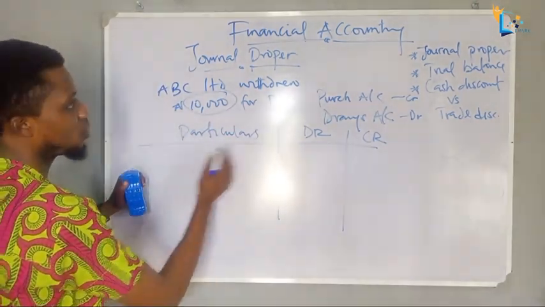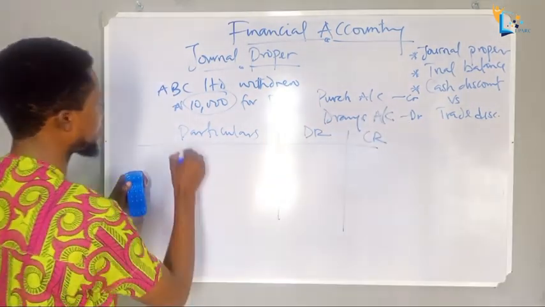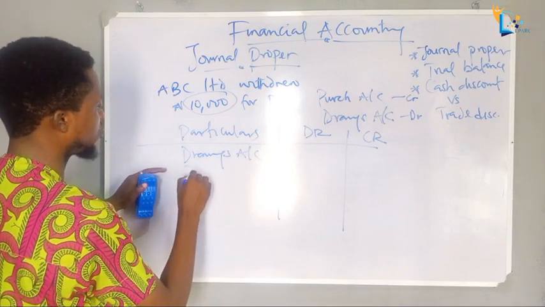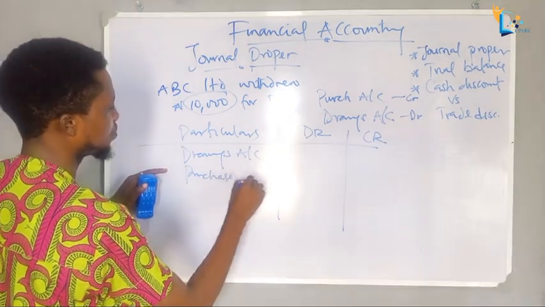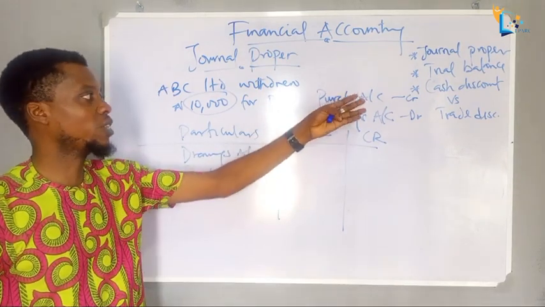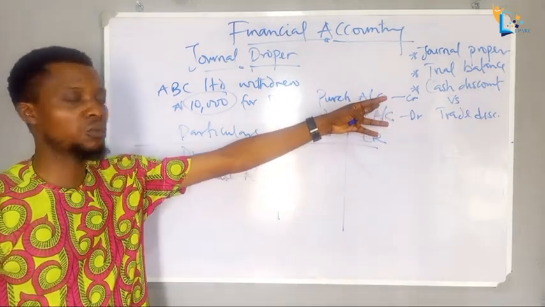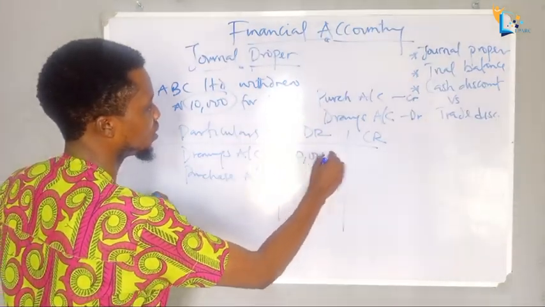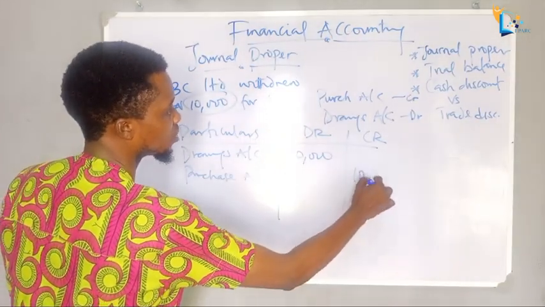So we have, which one comes first? Drawings account, then purchase account. Remember, we identified the two accounts involved first, then we decided which one to be debited and which one to be credited. So purchase account, drawings account, we have 10,000 naira. Then purchase account, we have 10,000 naira.